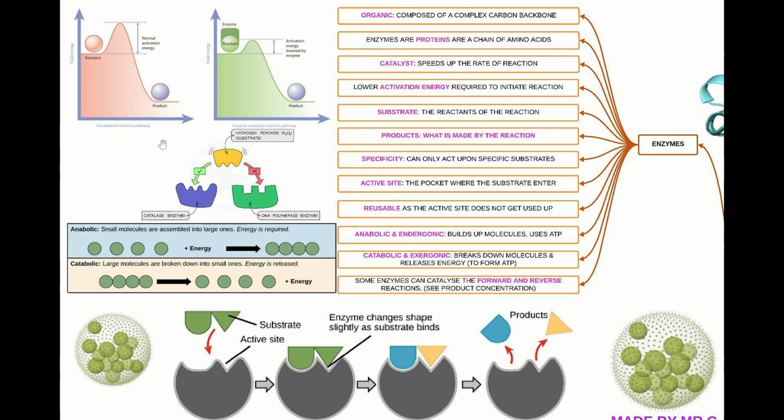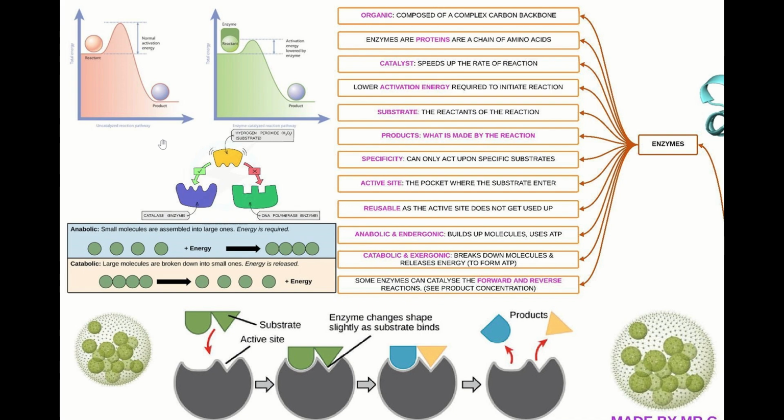There are generally two types of reaction. There's anabolic, which is endergonic. Anabolic means that it builds up molecules, and endergonic means it uses up ATP. Then we have catabolic, which are generally exergonic. Catabolic means that it breaks down molecules into simpler ones, and in doing so, it releases energy. And in the cell, we store that energy as ATP. Some enzymes can catalyze both the forward and the reverse reaction, and we'll talk about this more when we're talking about product concentration.